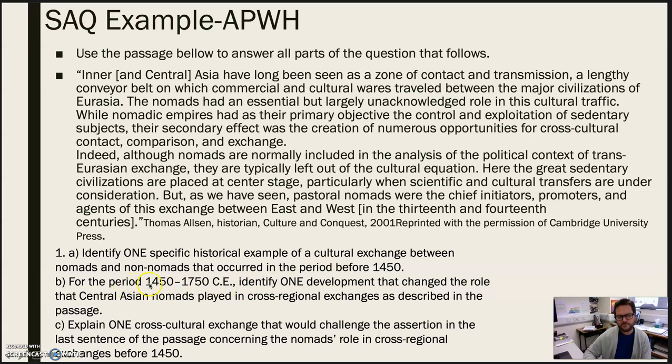For the period 1450 to 1750, identify one development that changed the role that Central Asian nomads played in the cross-regional exchanges as described in the passage. Again, we have a change of date, right? So really, we have the age of exploration during this time. So you want to keep that in mind, right? Keep having those dates figured out, like what were big events going on during this time. Pre-1450, we know the Mongols were the ruling empire, right? Until the mid-1300s. Explain one cross-cultural exchange that would challenge the assertion in the last sentence of the passage concerning the nomad's role in cross-regional exchange before 1450.